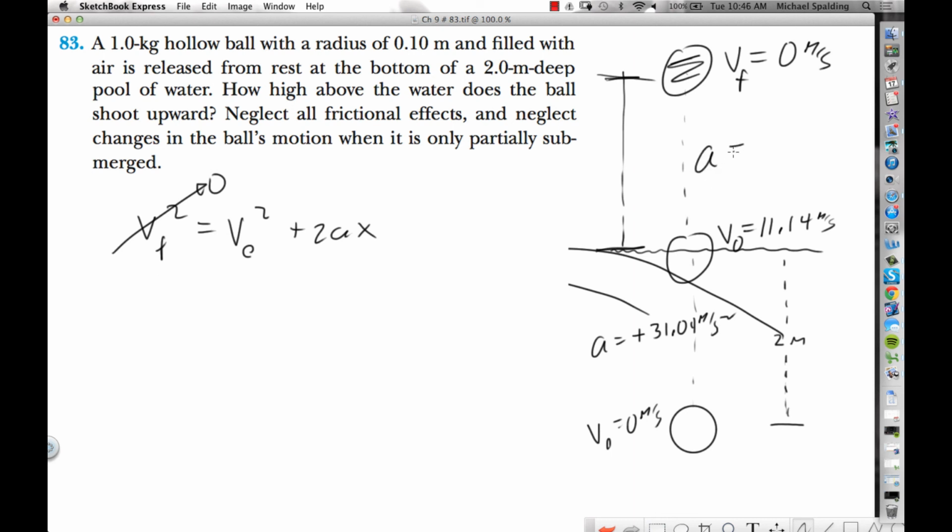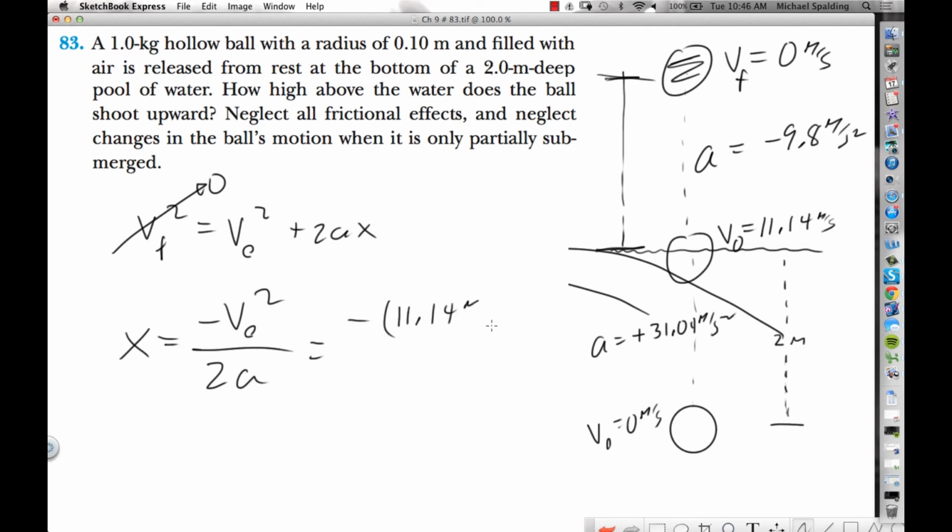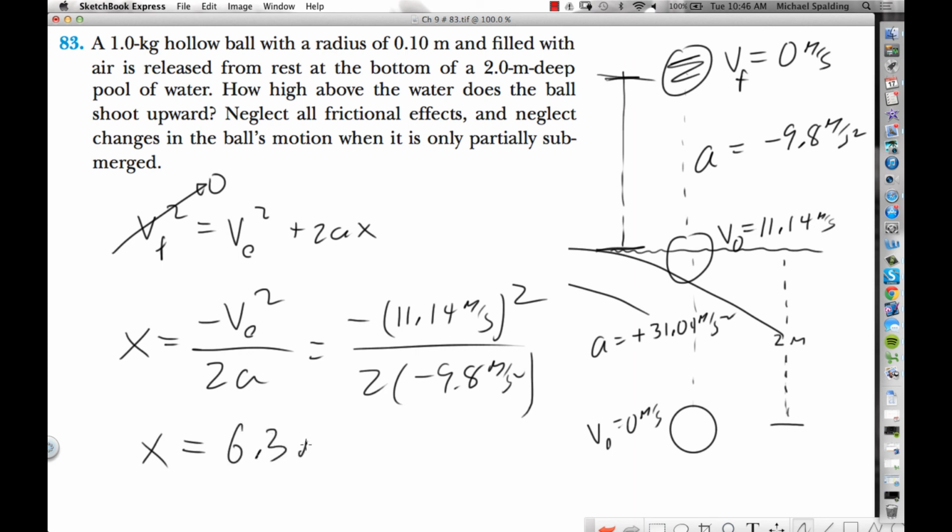What's the acceleration? It's gravity, negative 9.8. So now we solve for x. X will be negative V initial squared over 2a. So that's negative 11.14 squared. We're almost done. Acceleration is negative 9.8, so the negatives cancel, and we get the answer, which I believe is about 6.3. Is that right? Let's see, hold on. Yeah, 6.3 meters.